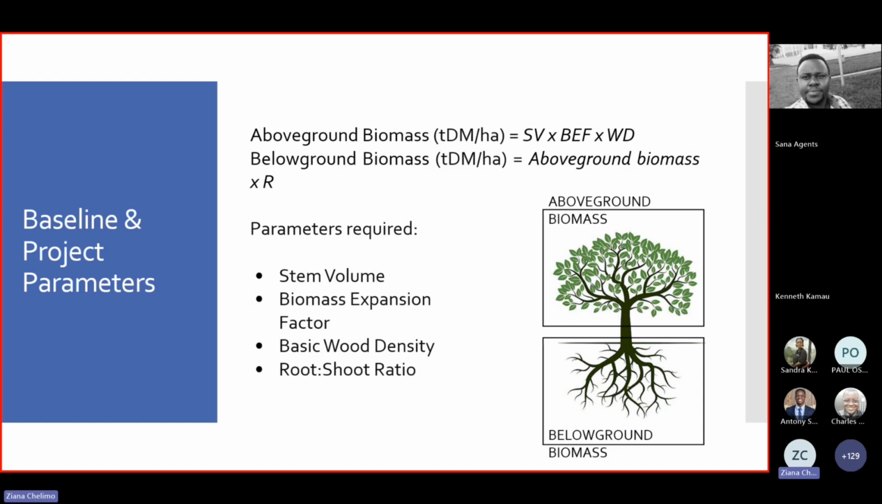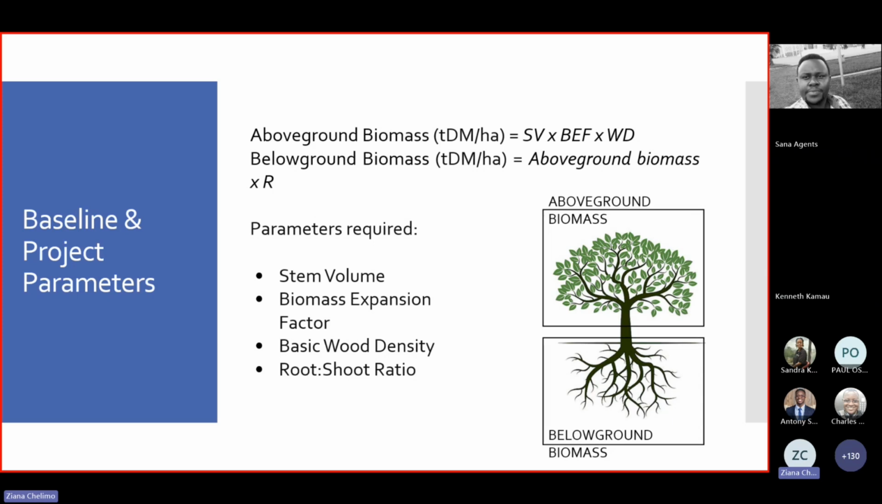The other parameter that we will also measure is the biomass expansion factor, abbreviated as BEF. It is a multiplier used to estimate the total above ground biomass of a forest from the stem biomass or stem volume alone, since the stem biomass represents only a part of a tree's total biomass. So it includes branches, leaves, and sometimes roots. The BEF accounts for these additional components to provide a more comprehensive estimate of the total biomass of the trees.